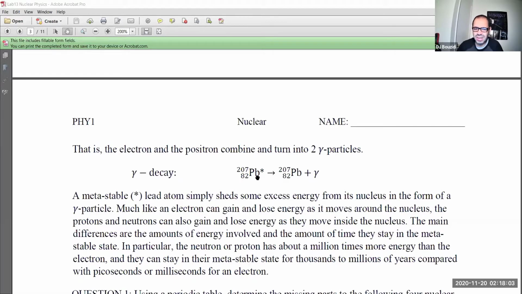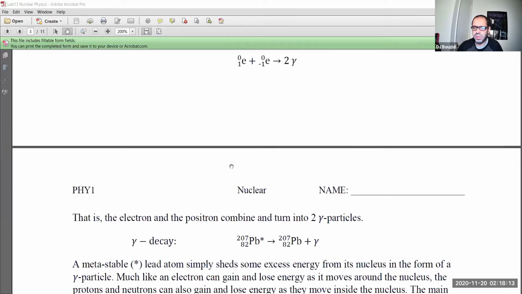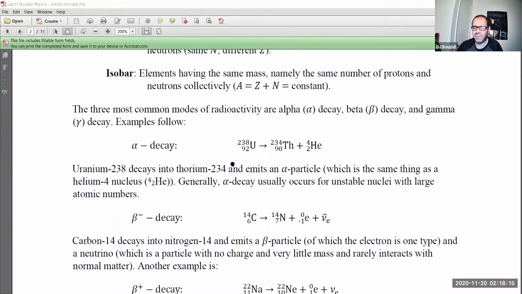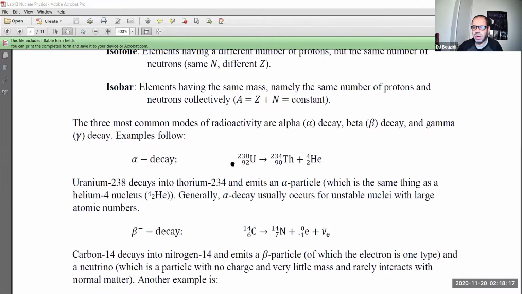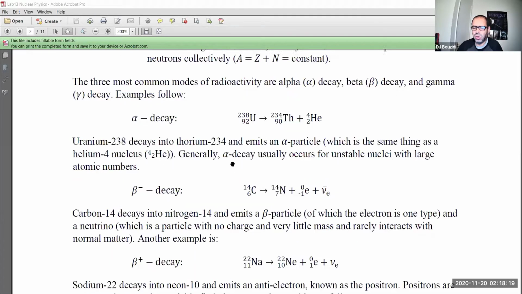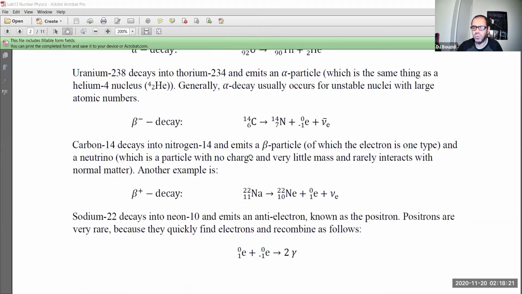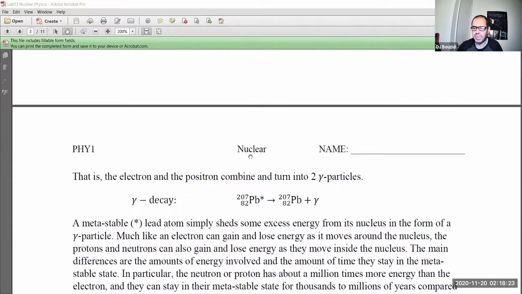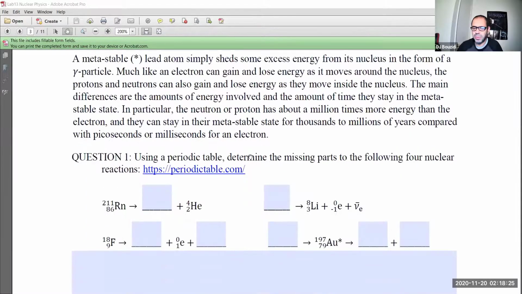So when you see the star next to an element like this one, that is a metastable element. It's not stable, so it has a life. All of these things happen within a specific half-life. Some of them take a long time to go through the transition, others don't take that much time. So the time in here is part of the lab experiment.